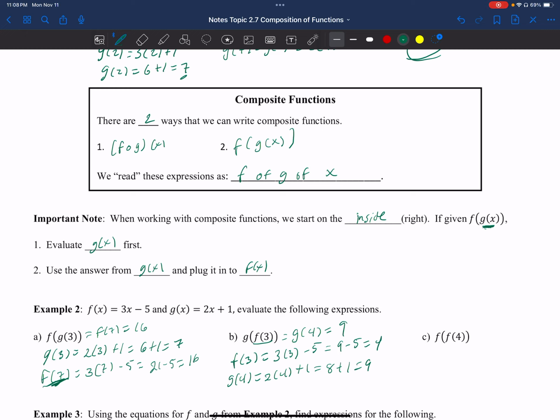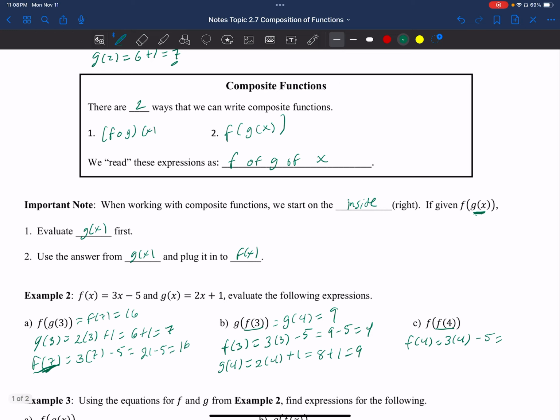Okay, last one. I'm looking for f of f of 4. So again, start with the inside. So I'm going to do f of 4, which is 3 times 4 minus 5. So that will be 12 minus 5, which is 7.